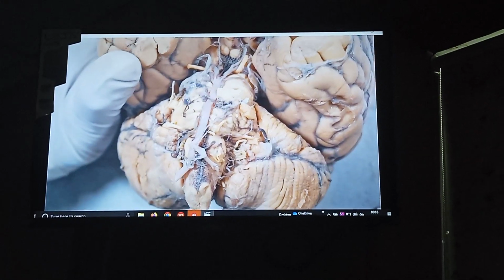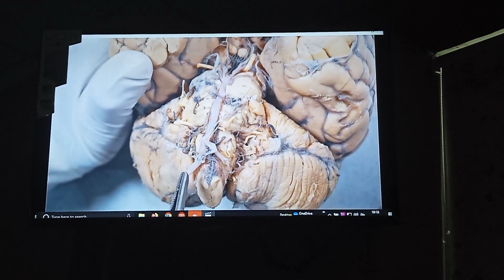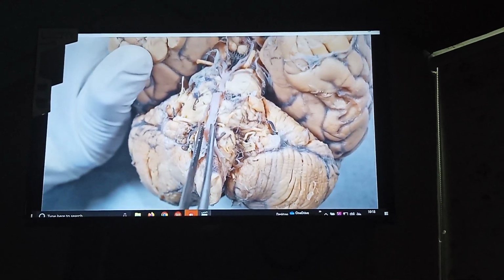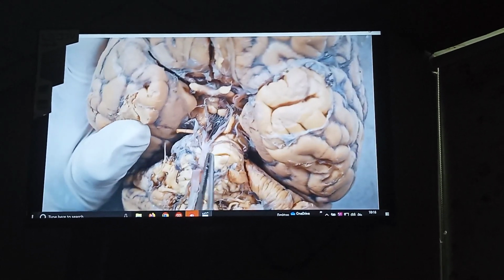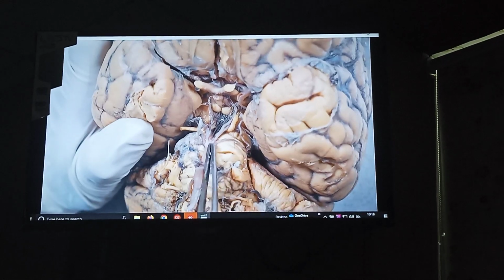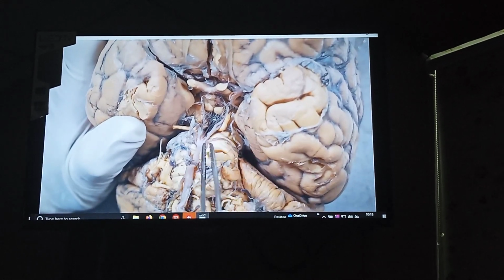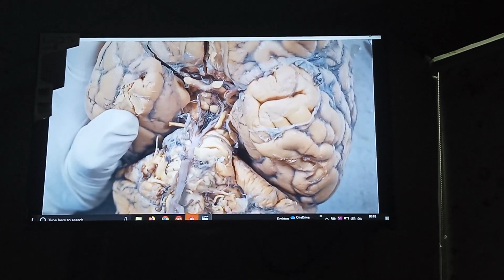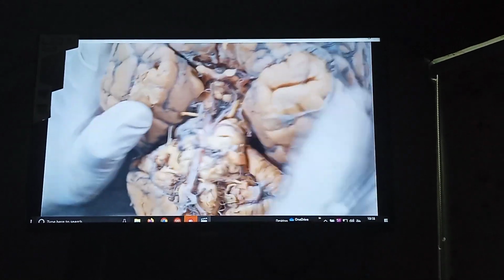We then examine the vessels of the circle of Willis. Starting with the posterior circulation, these two are the vertebral arteries joining together to form the basilar. You can see the basilar dividing into its two terminal branches. That's the PCA and that's the superior cerebellar artery. You can see the same thing on this side.